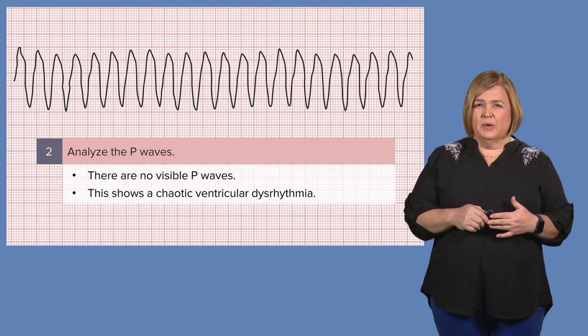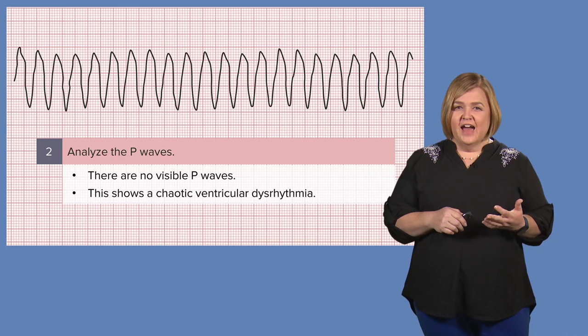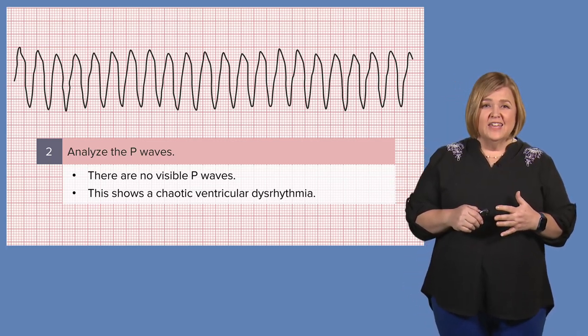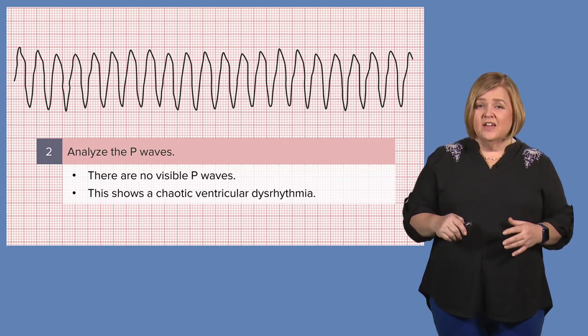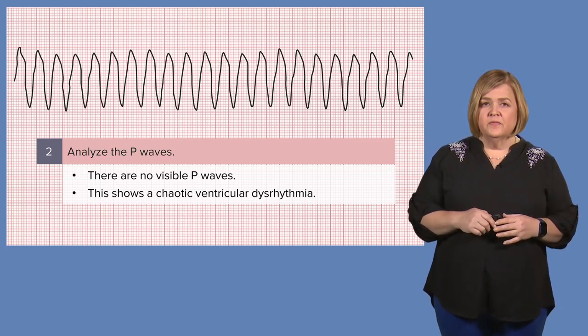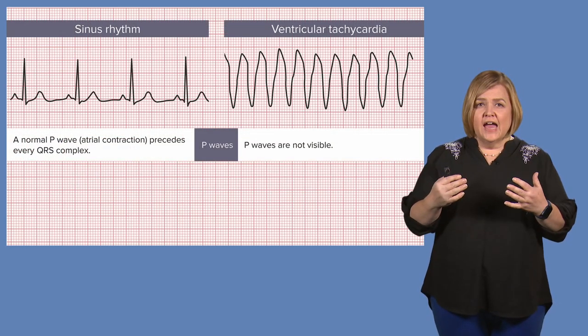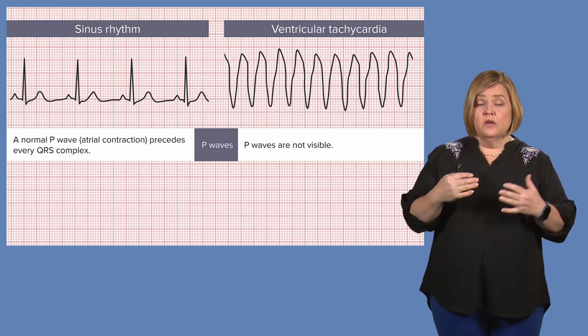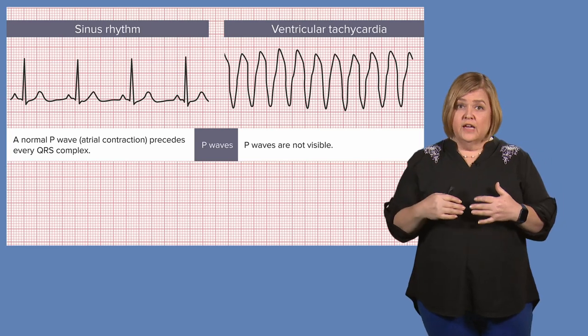Right, not really possible, is it? All we have is the ventricular activity. We can't see the P waves. This is a chaotic ventricular dysrhythmia. So when we're looking at this overall and analyzing sinus rhythm compared to VTAC, look at the P wave.